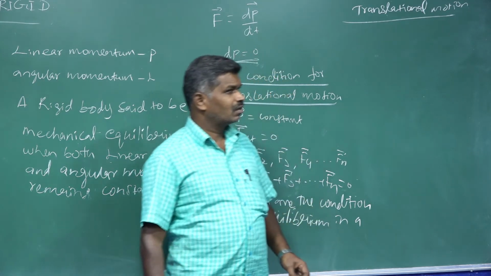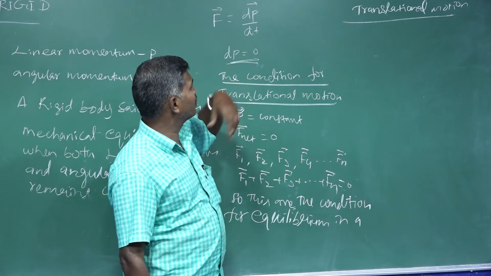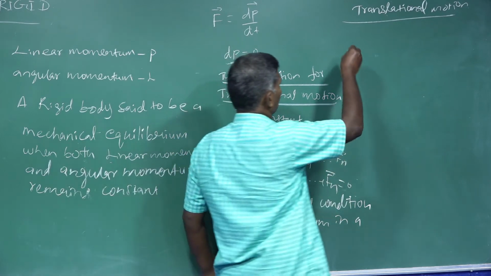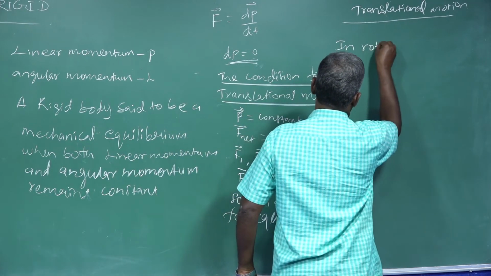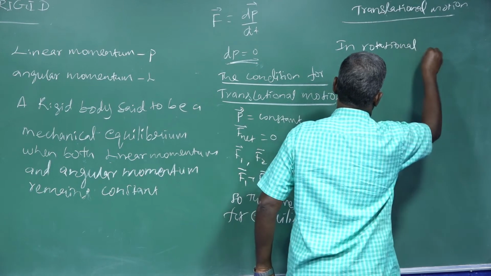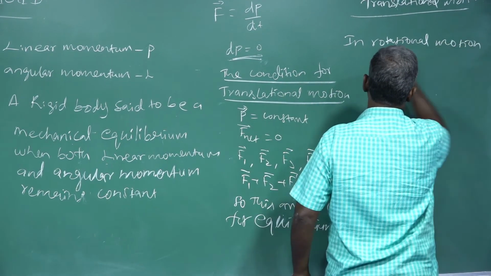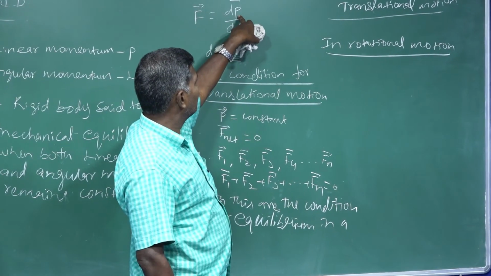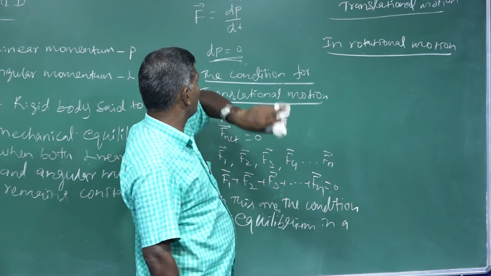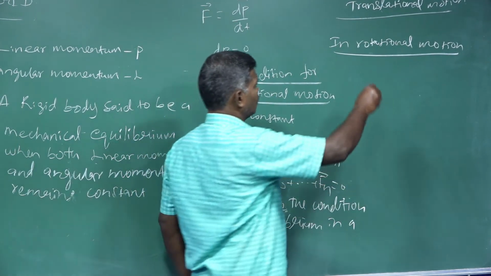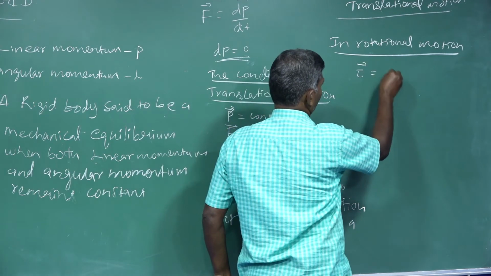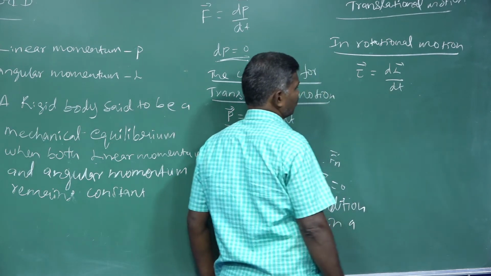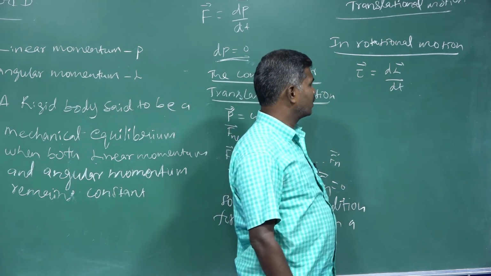Already we have F vector equal to dp vector divided by dt. Like that, in rotational motion, we change linear momentum into angular momentum, and the force is taken as torque. Tau vector is equal to dL vector divided by dt.